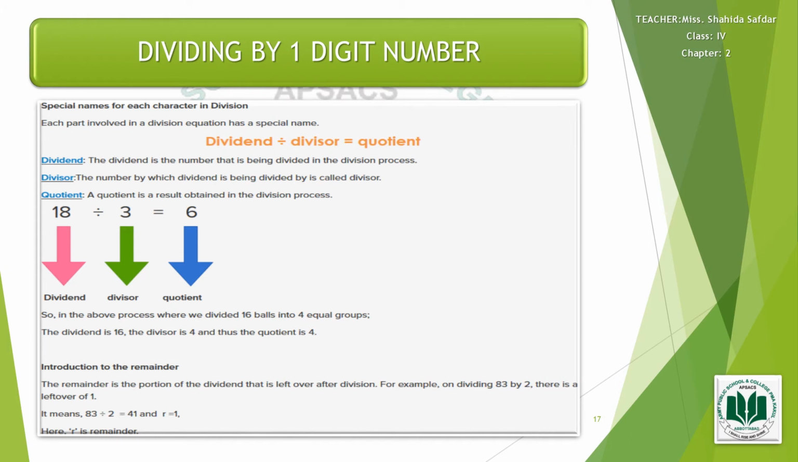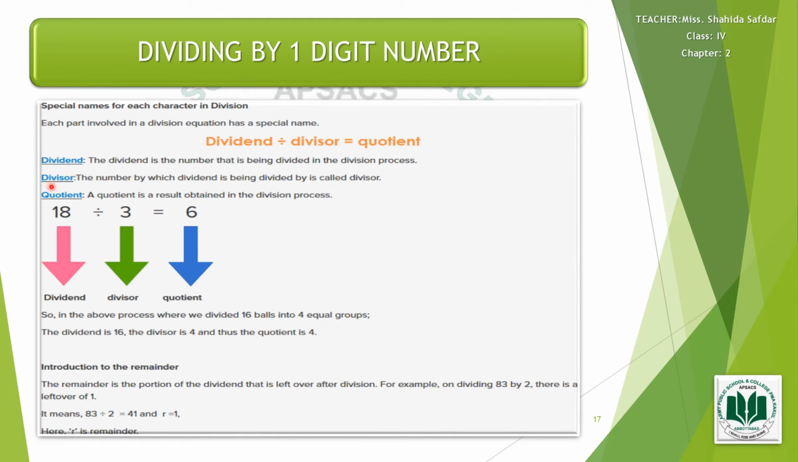Now, what are special names for each character in division? Students, each part involved in a division equation has a special name. These names are dividend, divisor, and quotient. Now, what is dividend? The dividend is the number that is being divided in the division process. Now, what is divisor? The number by which the dividend is being divided is called the divisor.